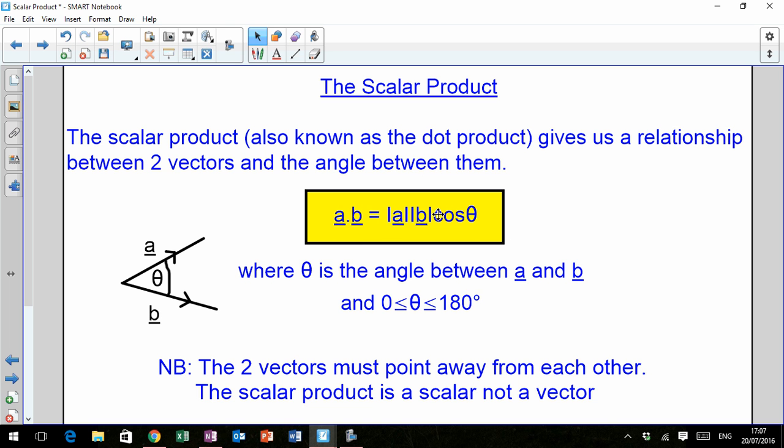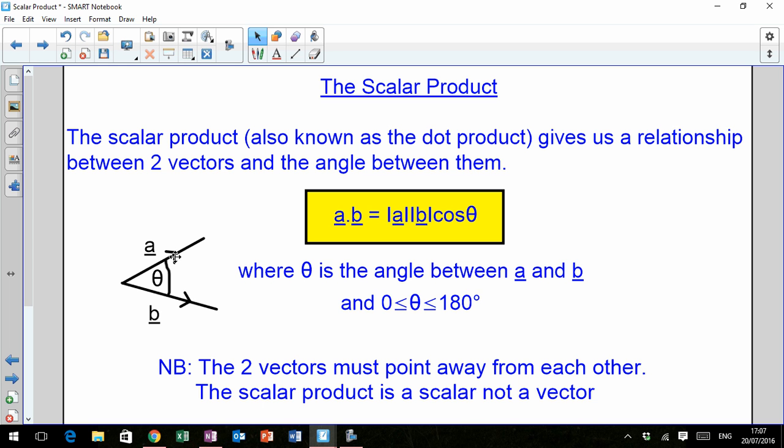Okay, it's this one here in the yellow box. A dot B, which is the notation for scalar product, is equal to the magnitude of A multiplied by the magnitude of B and multiplied by the cosine of the angle between those two vectors. Okay, now a couple of important points.